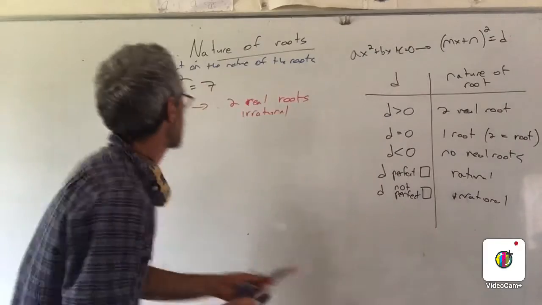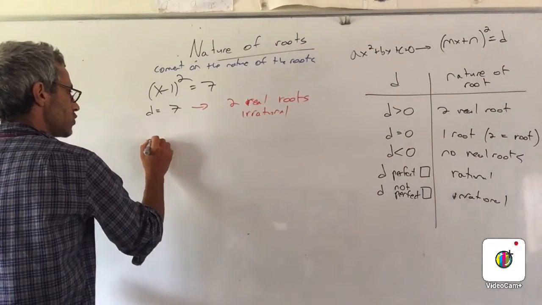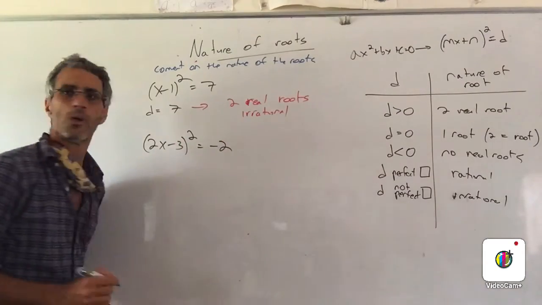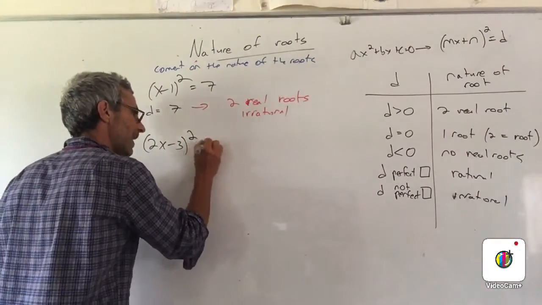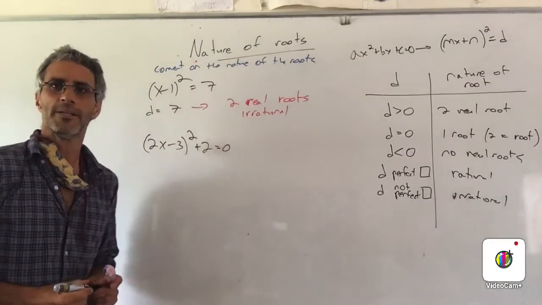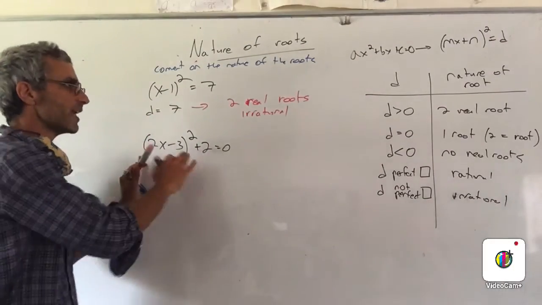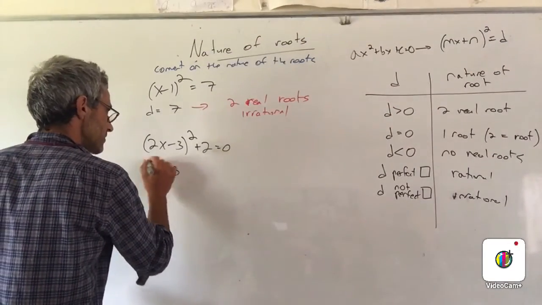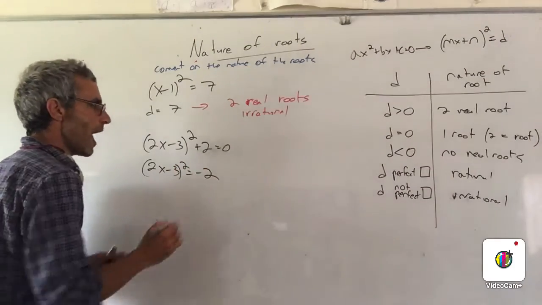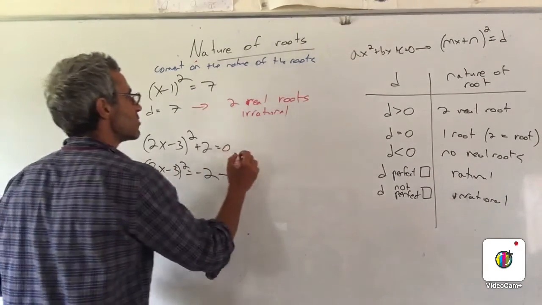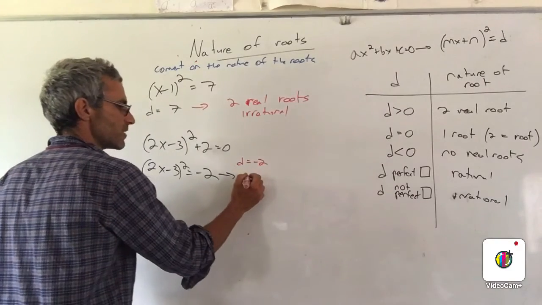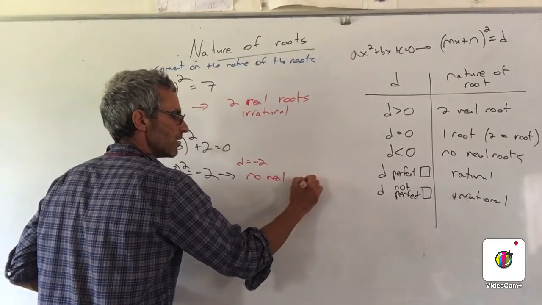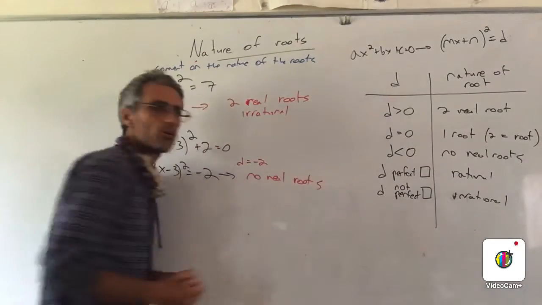Let's make another equation. Just make it up. 2x minus 3 squared equals minus 2. You know what? Make it more difficult for you. Plus 2 equal to 0. Okay. First thing, I need to turn it into that form. So you just have to take the 2 across. Minus 2. And now what can we learn? What is the d equal to? Minus 2. In other words, I have no real roots. Do I need to mention anything about rational or irrational? No, because there are no real roots.